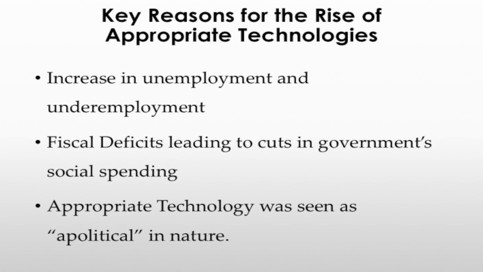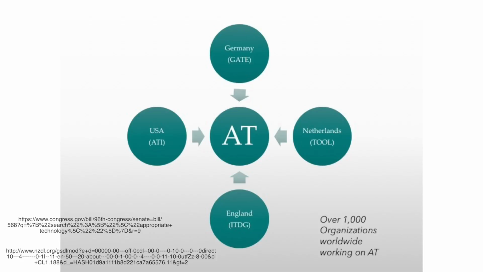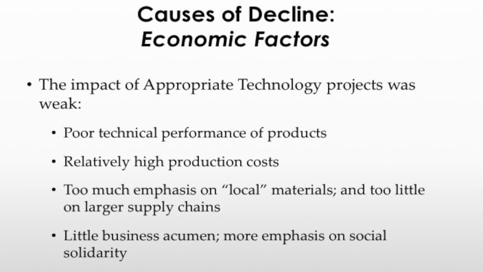The approach became so popular that many developed countries' governments, including the United States, Germany, and the Netherlands, created specific departments to promote appropriate technologies. By the early 1980s, there were over 1,000 organizations worldwide dedicated to appropriate technology initiatives. So, what led to the decline of this popular model? For one, the impacts, both economic and political, of appropriate technology projects were insignificant.